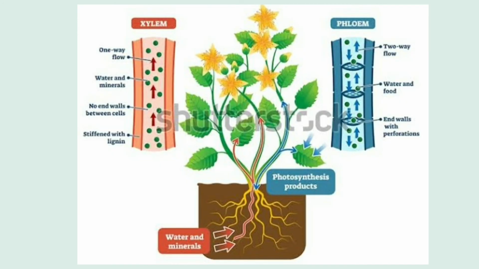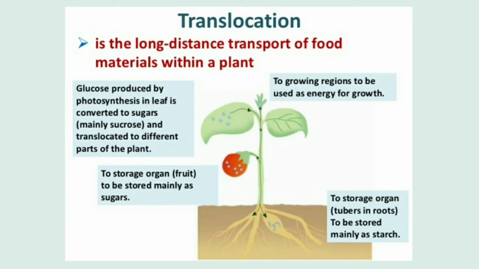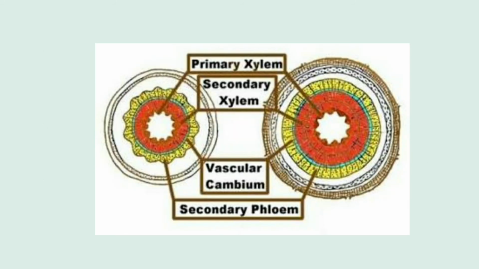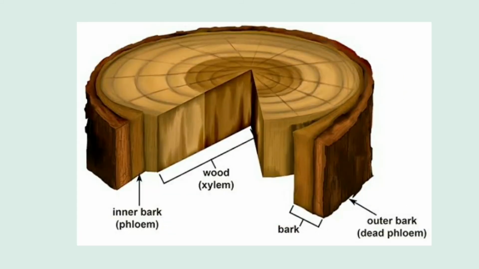Phloem is the vascular tissue that enables translocation. Translocation is the process of transporting materials to all parts of the plant. In angiosperms, the phloem is comprised of sieve elements, companion cells, phloem sclerenchyma and phloem parenchyma. Just like the xylem, the phloem may be classified as primary or secondary depending upon the stage or origin of growth. In woody plants, the phloem is part of the bark.